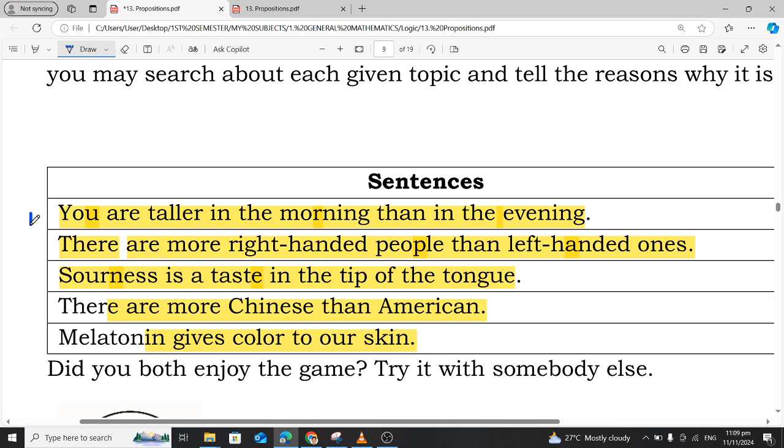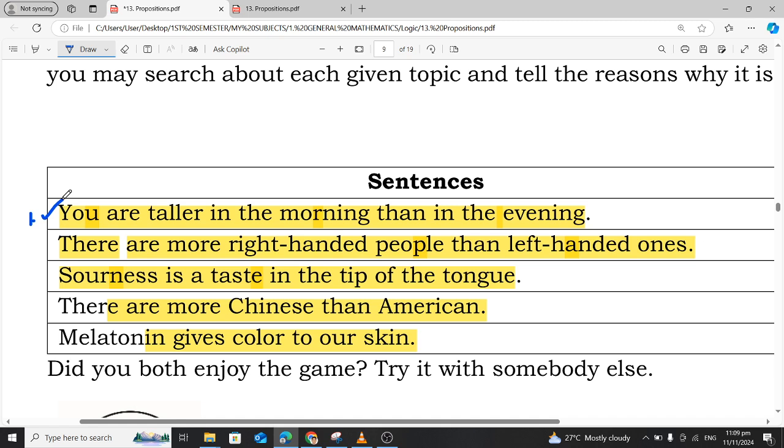Number 1, you are taller in the morning than in the evening. That is a declarative sentence. Now, is it a fact or a bluff? It's a fact. You are taller in the morning than in the evening, according to science. So kindly research that one.